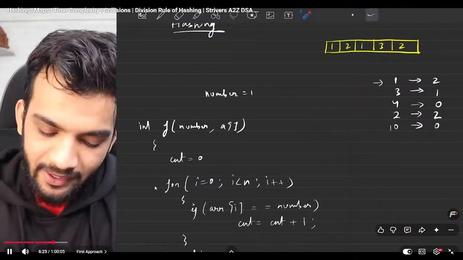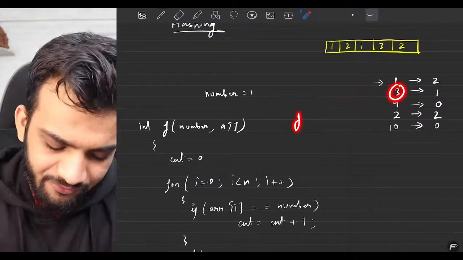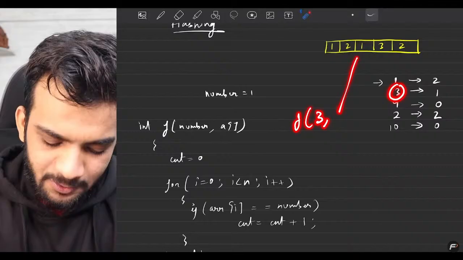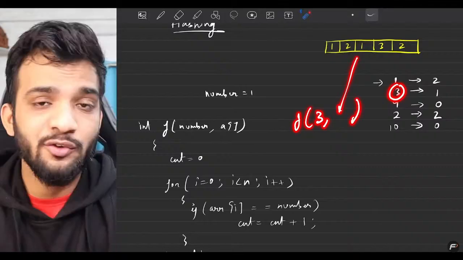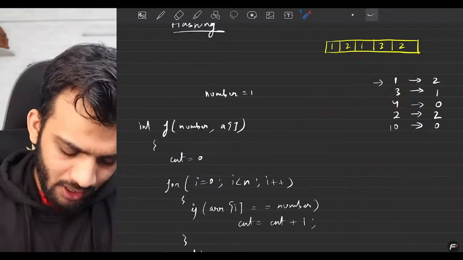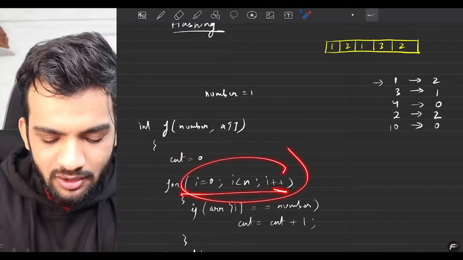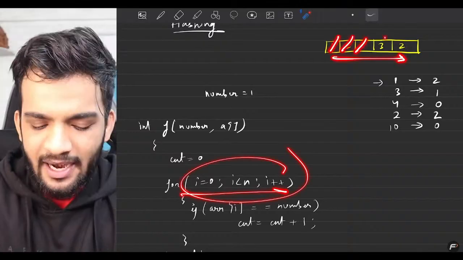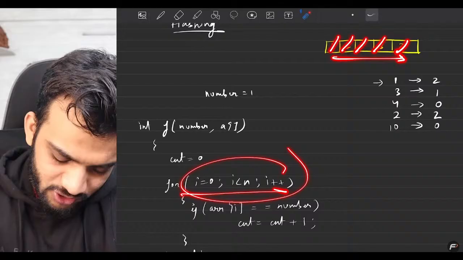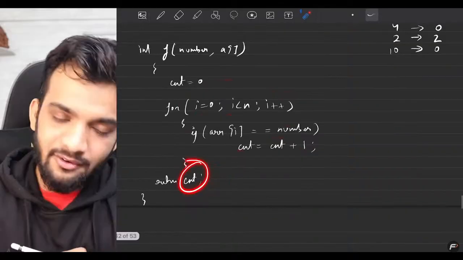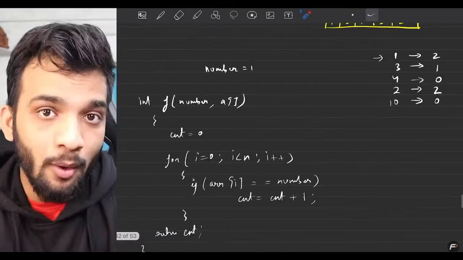In order to find out how many times 3 appears, you'll say, hey function, take 3 and take this particular array and say how many times does 3 appear. It does a linear iteration. It goes to every element, checks if it is equal, and counts it. And at the end of the day, it returns the count. Simple. So if I have to ask you, what is the time complexity?